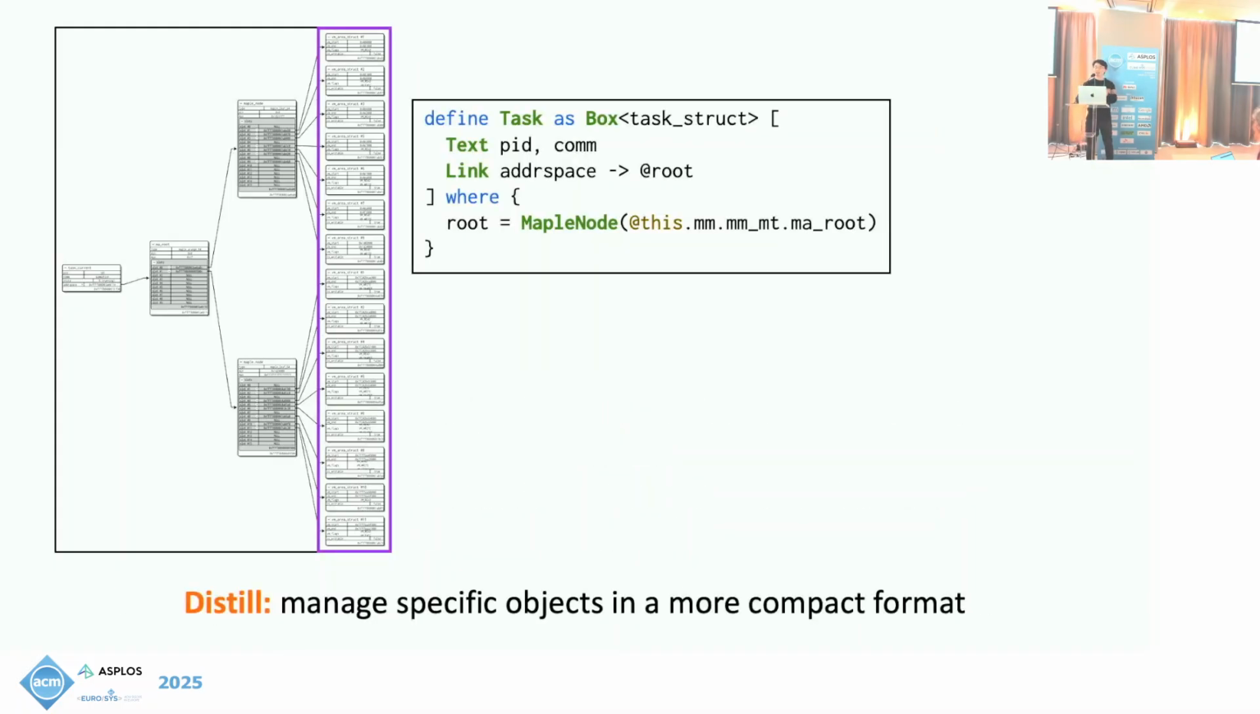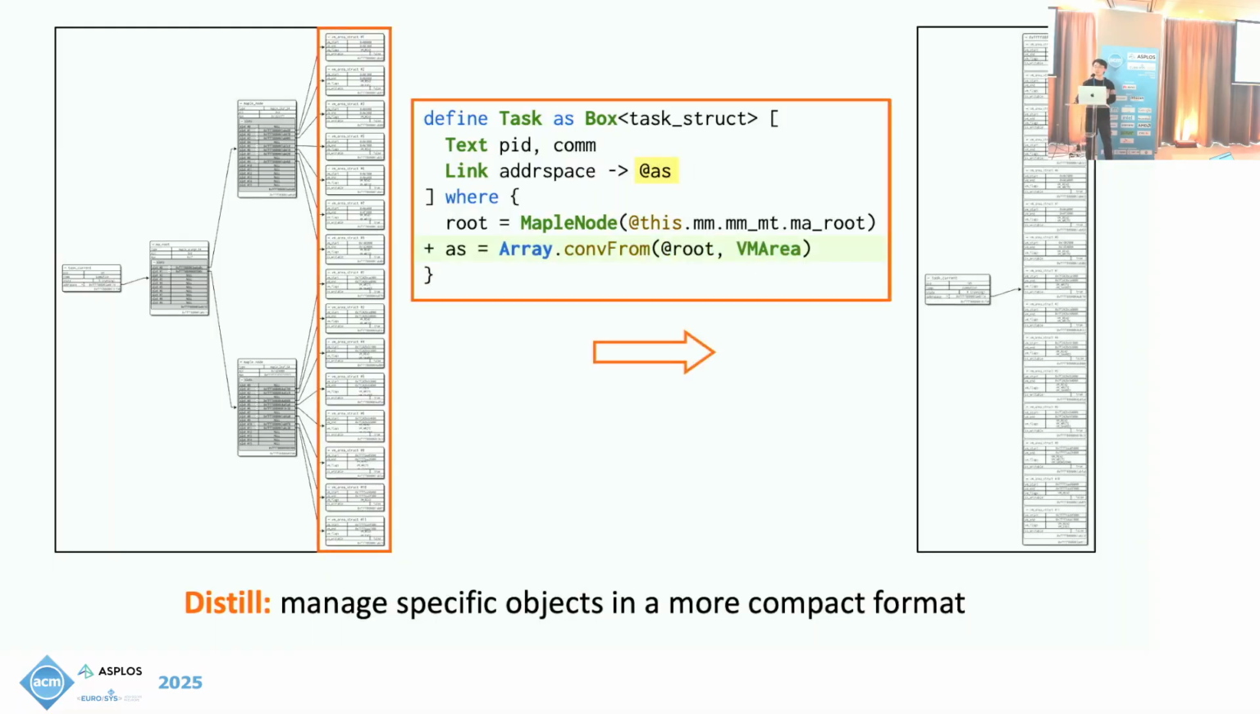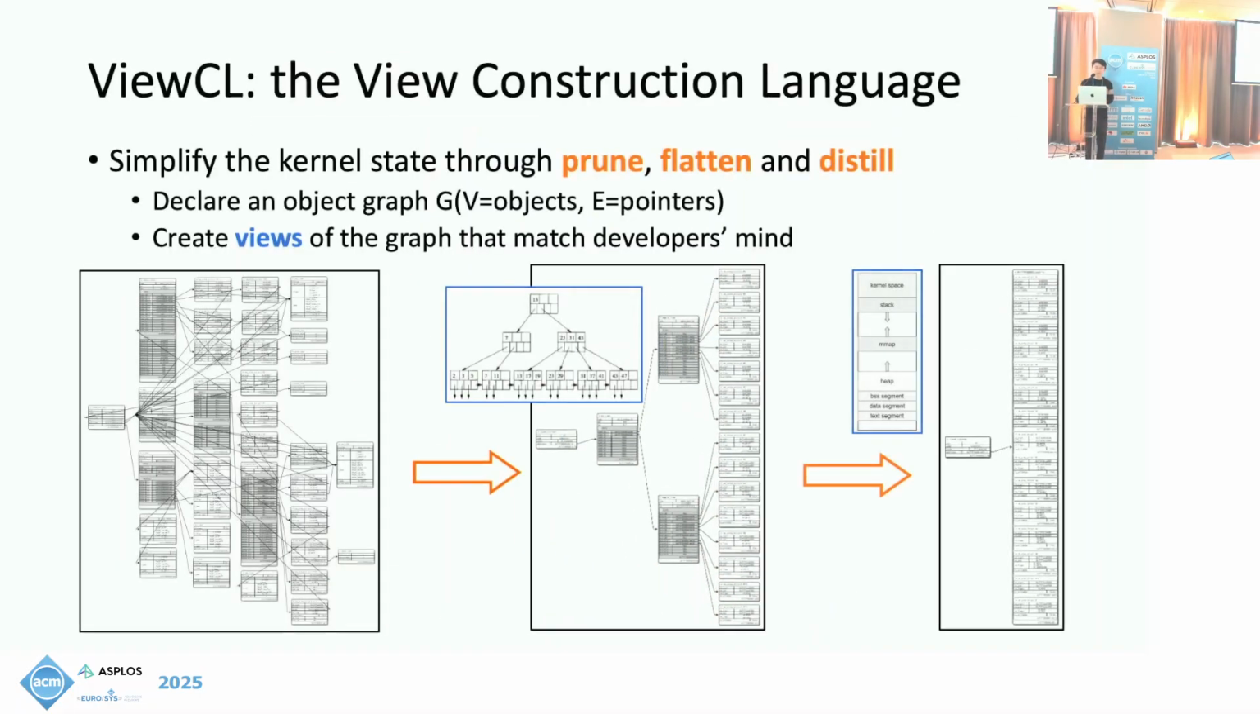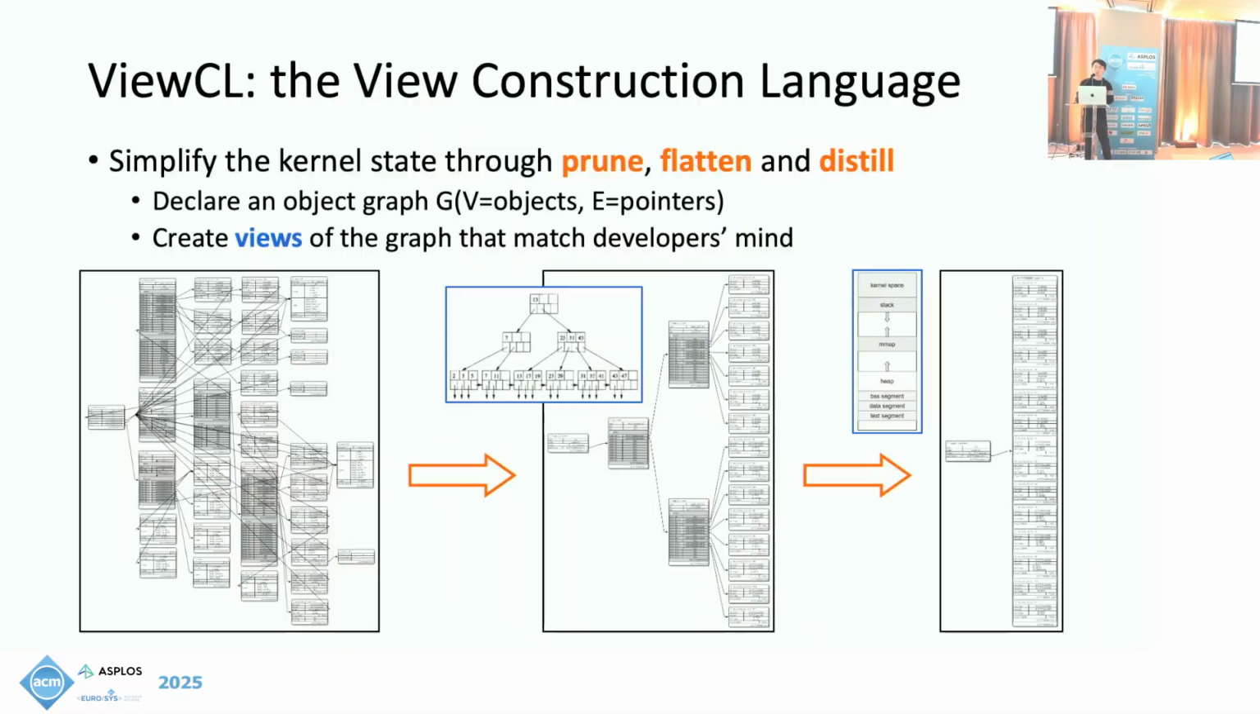Assume that we have constructed the maple tree using the DSL, and now we have its root object in the task struct. We can use a converter function to extract a specific type of objects from this data structure. In this example, it's vm_area_struct. And we can re-manage these objects in a more compact format, such as an array or maybe an unordered set if you want. So we modeled the prune, flatten, and these three simplification operations into a domain-specific language, that is the view construction language.